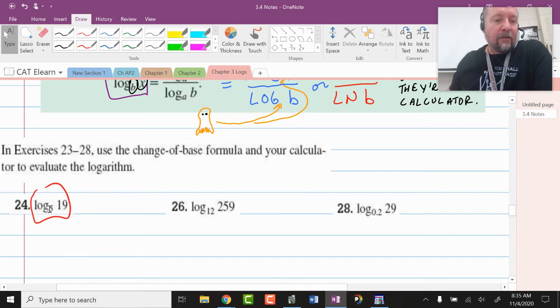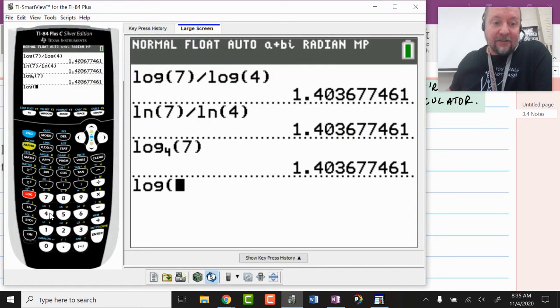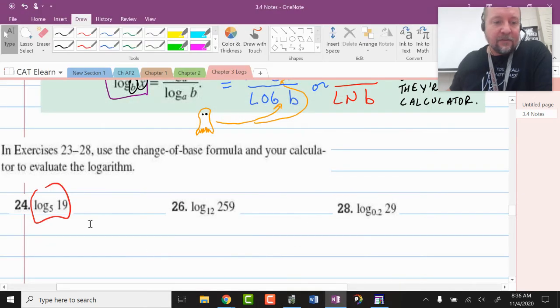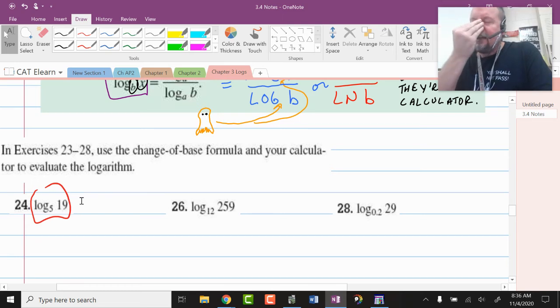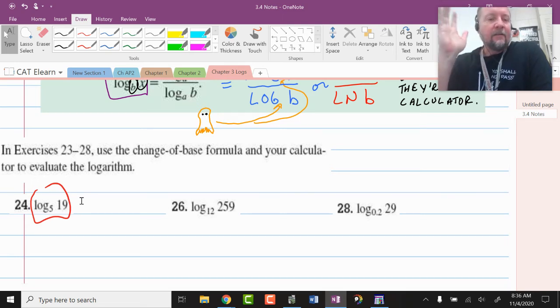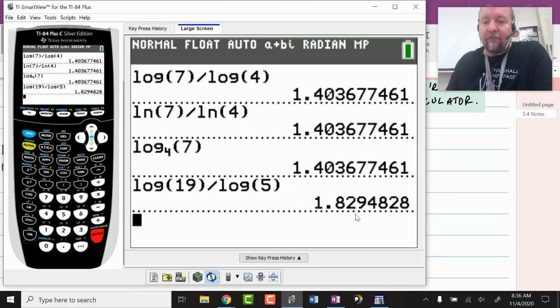Okay, so instead of doing log base 5 of 19, you should do, and it is actually faster, log 19 divided by log 5. And by the way, what should we expect for an answer for this? It's good to think about that, because at least we're thinking logarithms. 5 to what power equals 19? What should your answer be between? And the answer is 1 and 2, because 5 to the first is 5 and 5 to the second is 25. There you go.